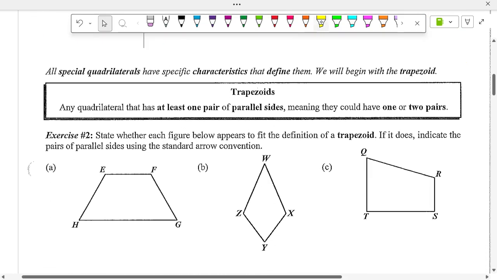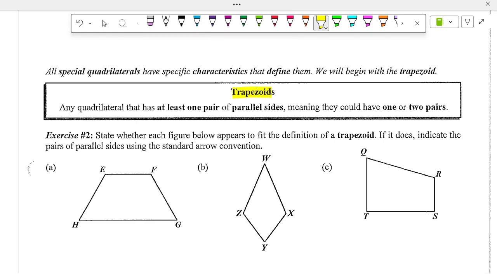Now, here are some characteristics that define them. So trapezoids. Remember, that's the first child of a quadrilateral. It's any quadrilateral with at least one pair of parallel sides. So they could have either one or two pairs.